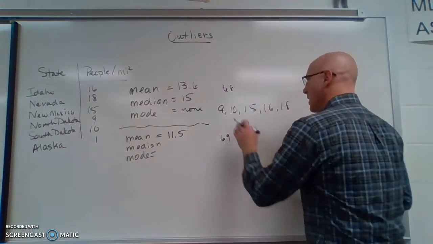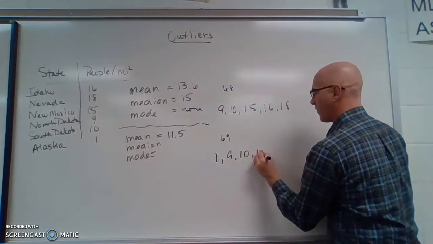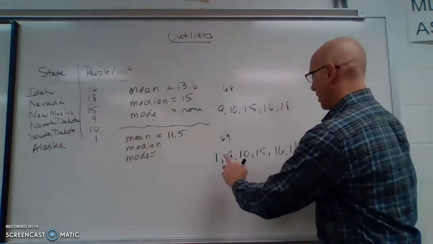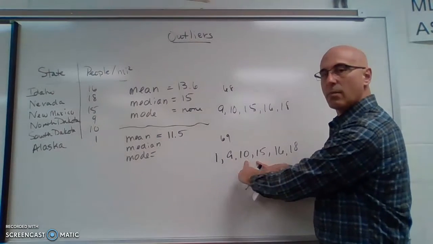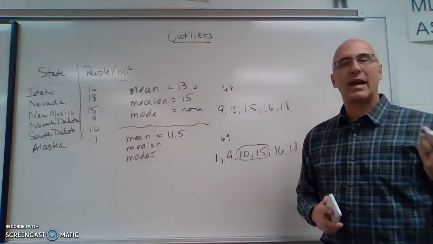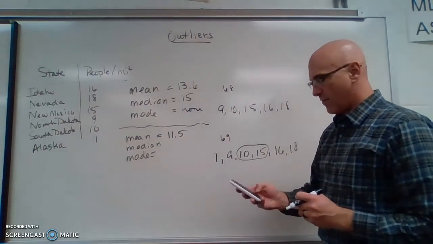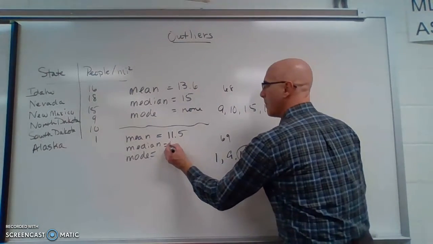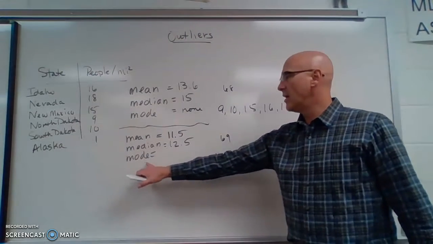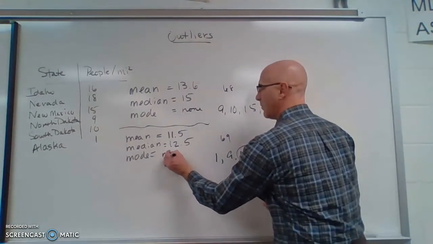Now our median, if we did the same thing, we have to write things in order from least to greatest, and then we find our middlemost number. But since we have an even number of data points, I take the center 2 and I average them. So that's 10 and 15. When I add them together, it's 25. And when I divide it by 2, my median, or middle value, is 12.5. And then my mode is the number that occurs most often. That is unchanged. That is none.